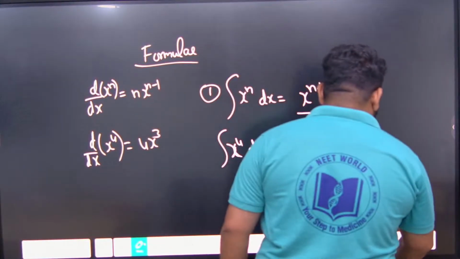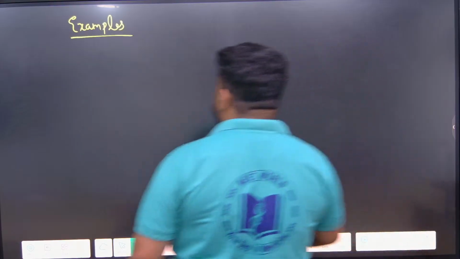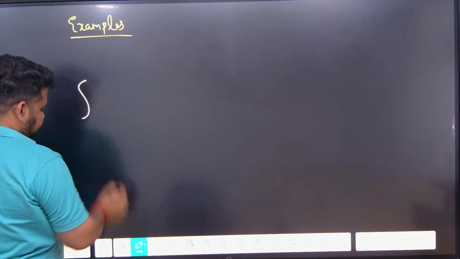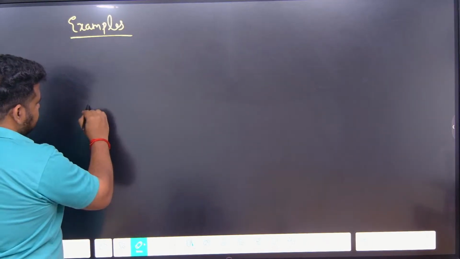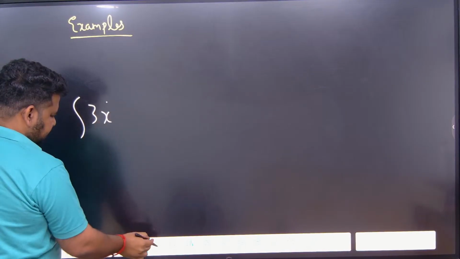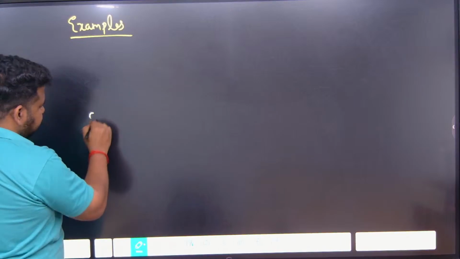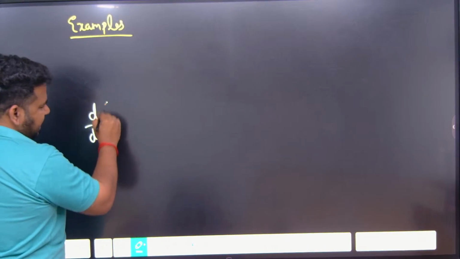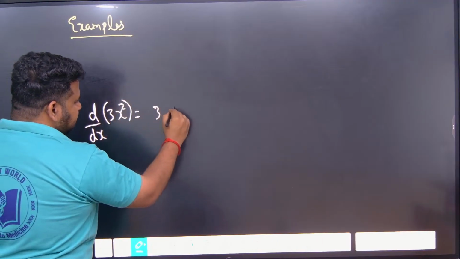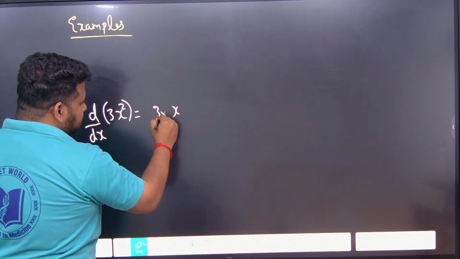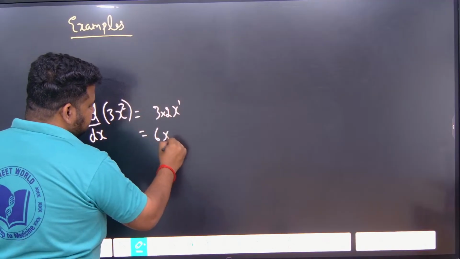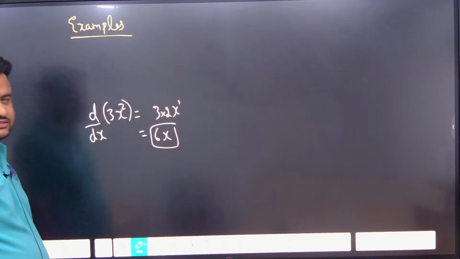Now, let us take some more examples. Let us take differentiation, d by dx of 3x square. 3 I will write as it is, x square becomes 2 minus 1, which is 1. So 3 times 2 is 6x, that is all, you will have 6x.